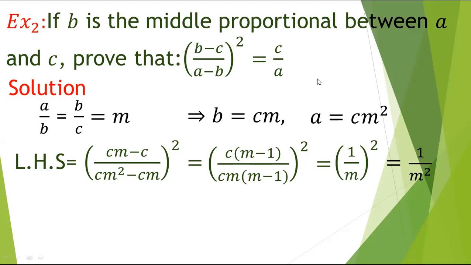By the same way, take the right hand side, C over A. I will write C as it is, divided by A equals Cm power 2, cancel C with C, then RHS, right hand side, equals 1 over M power 2. Consider LHS number 1, RHS number 2, then left hand side equals right hand side.